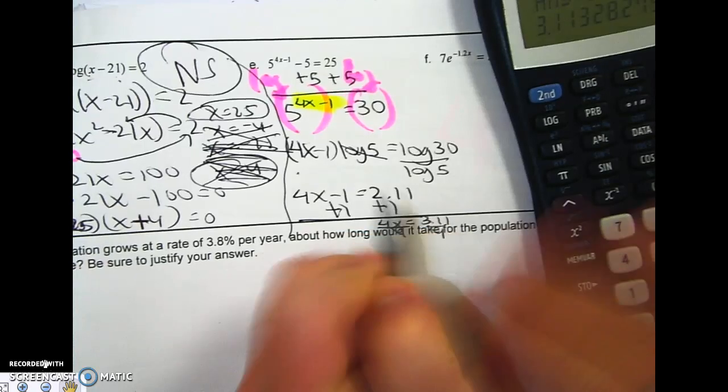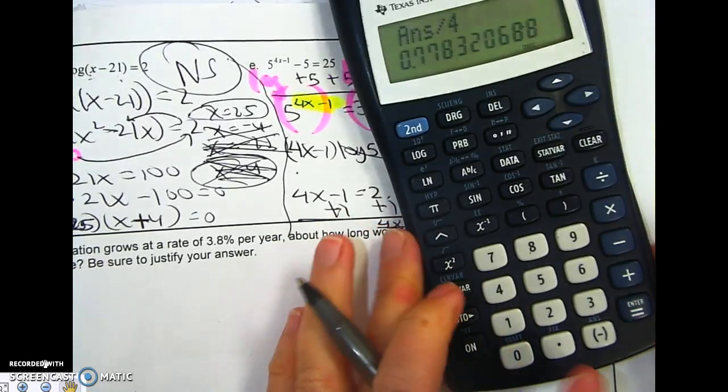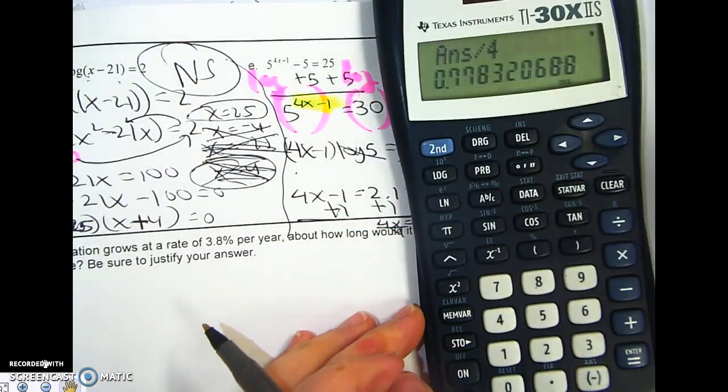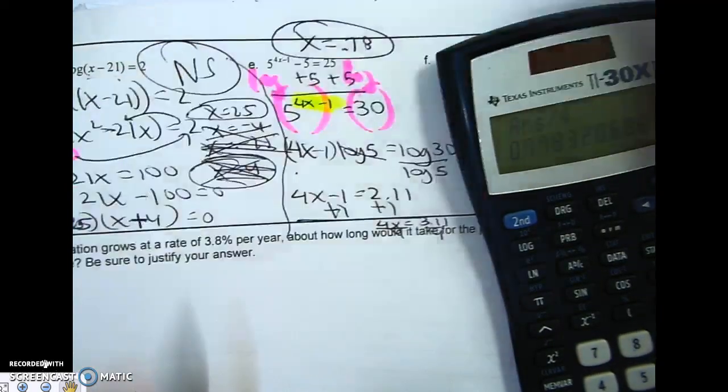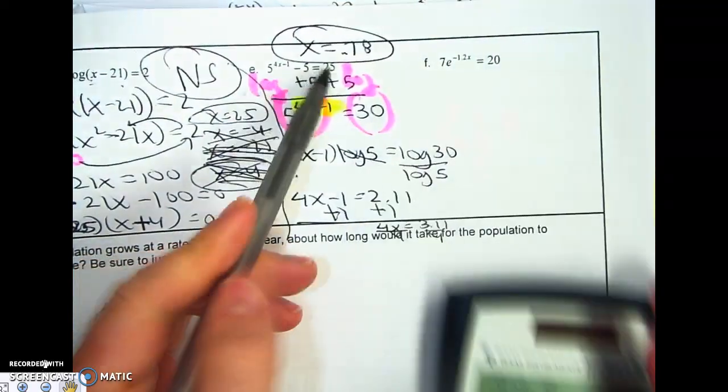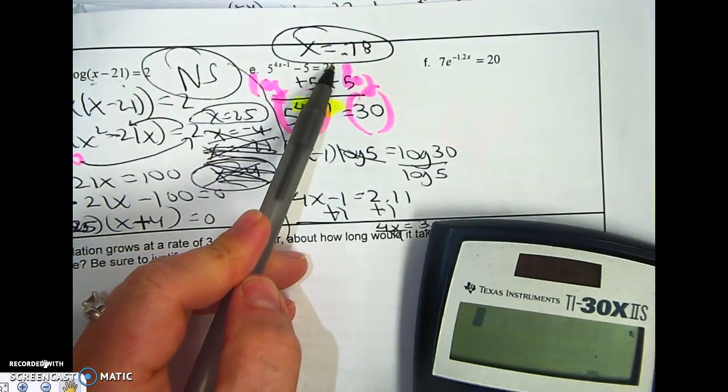Now I'll divide by 4. So now I'm going to go divide by 4. And my answer rounded to the nearest hundredth is 0.78. Now, I can check my answer, but knowing that I rounded, I want to be clear.